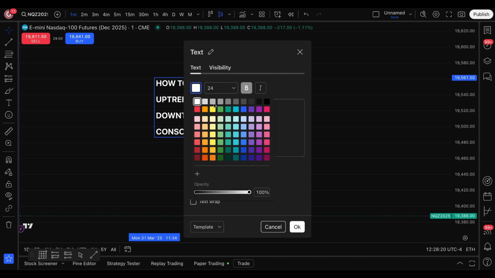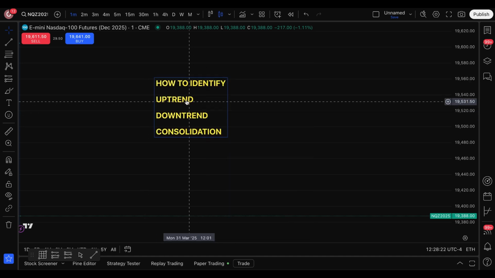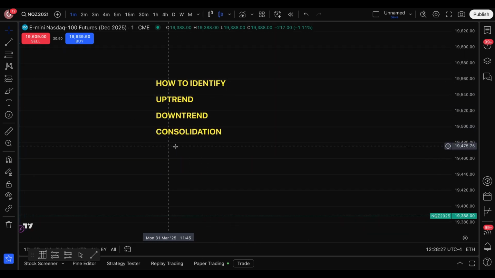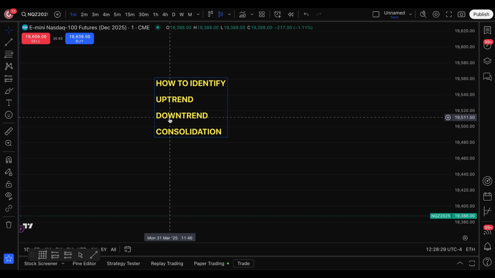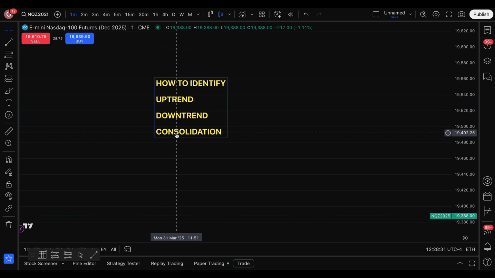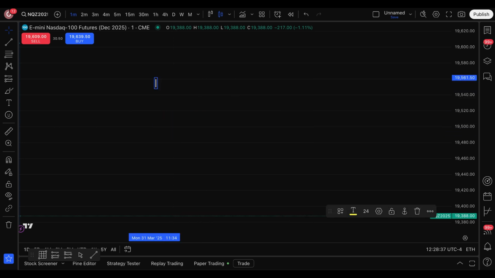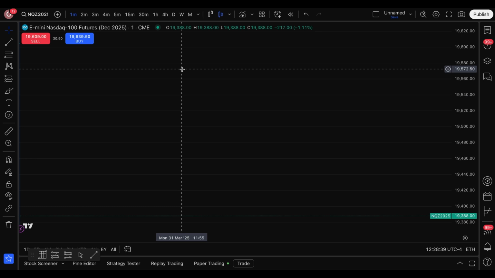If we do want to identify how the market moves, this is an easy way to know. The market moves in three different directions: uptrend, downtrend, or consolidation, guys. So I'll be breaking down each part of how the market moves. But firstly, let's go back and tell you guys how that works, right?